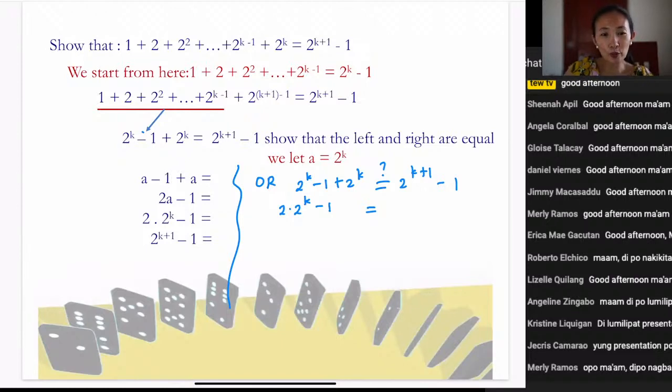Okay, what did we do? We simply added. What did we add? 2 raised to k, isang 2 raised to k at isa pang 2 raised to k, pagsamahin, di naging 2. Okay, get it? 2 raised to k minus 1.